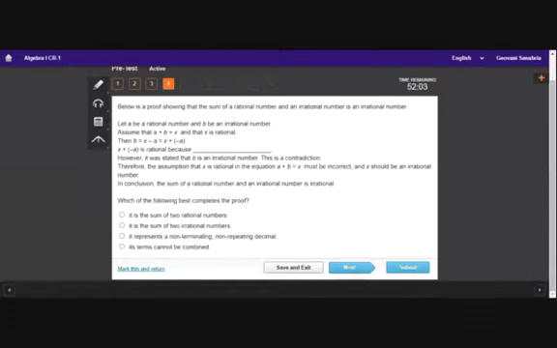But then it has this proof. Okay, let a be a rational number and b be irrational. I think this one's overly complicated. They're throwing a lot in. x plus negative a is rational because the sum of two rational numbers is rational. It would be the first one.